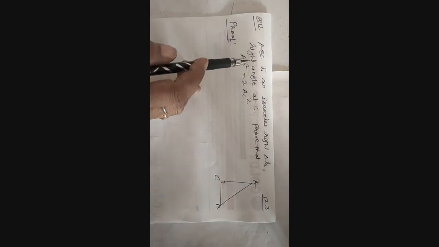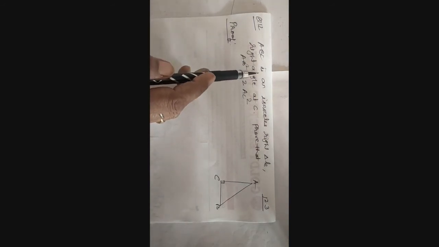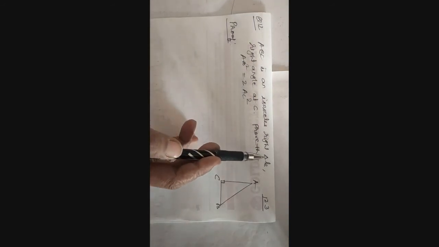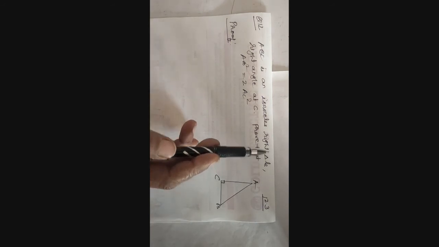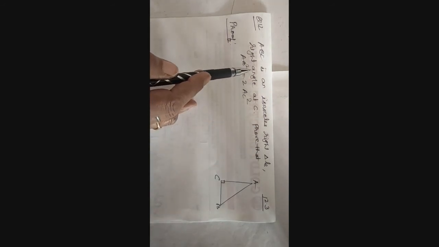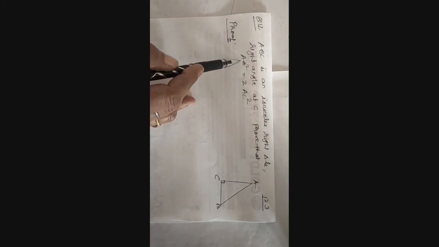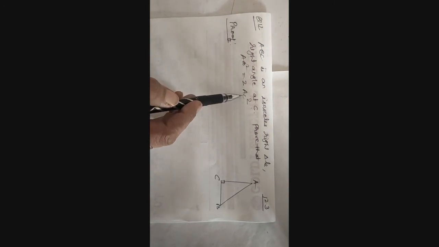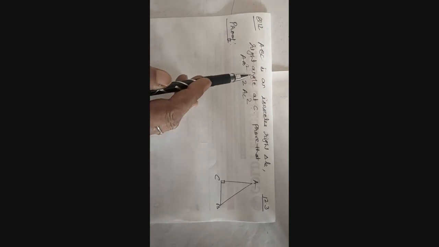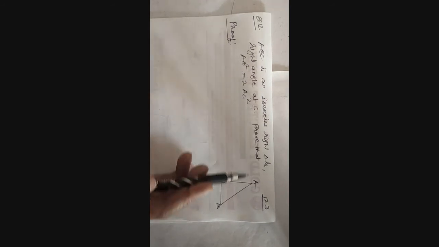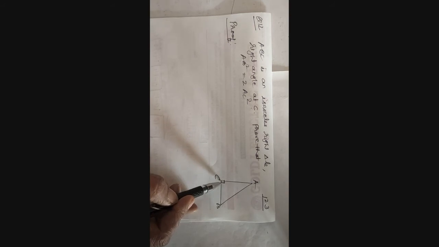Now see question number 12. ABC is an isosceles right triangle. It is given to you, and given that the right angle is at C. Prove that AB square is equal to 2 times AC square. Now right angle at what? C. So here it's C, I have taken 90 degree. Right angle means यहाँ पर आपको 90 degree लेना है, and then you will get this type of figure.